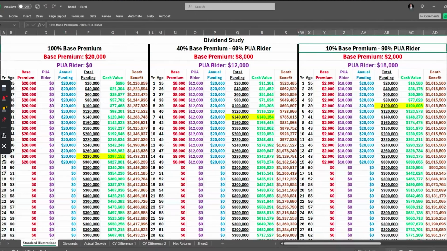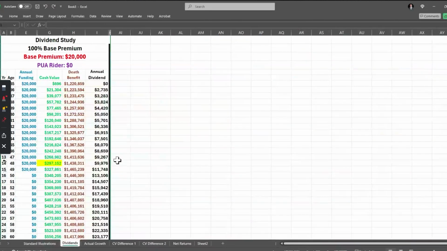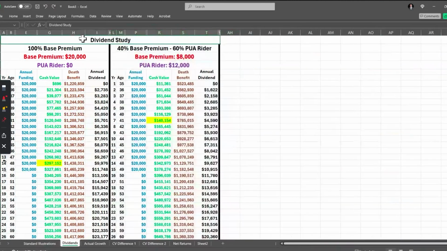Now the next tab is going to show the same thing, but we're going to focus on the dividends. So here's your 100% premium. Your dividend in year 2 is $27.35. Next, we've got the 40-60. What's your dividend in year 2? $16.22. However, what's your cash value in year 2 compared to the first example?